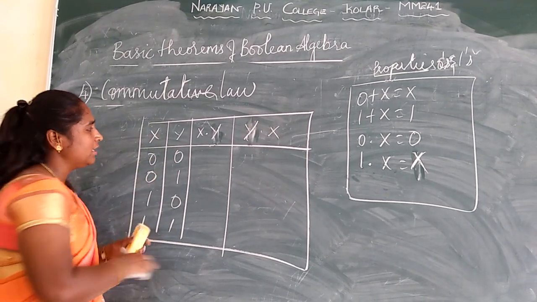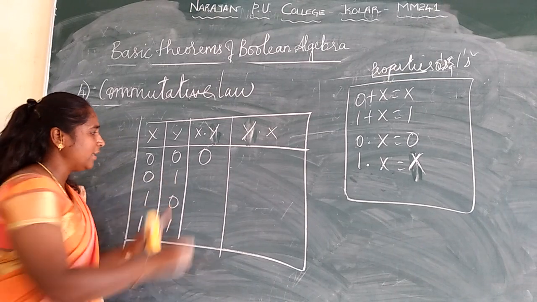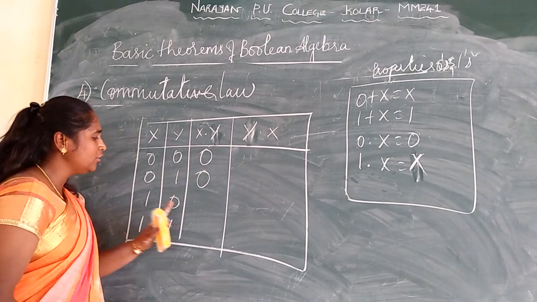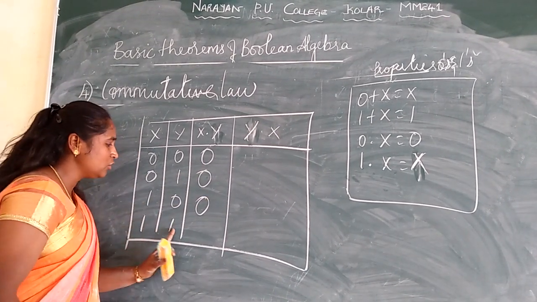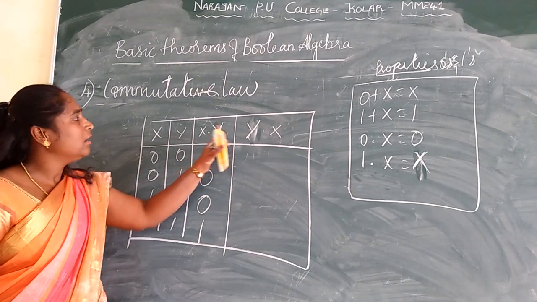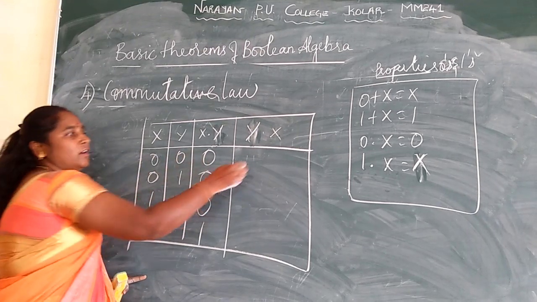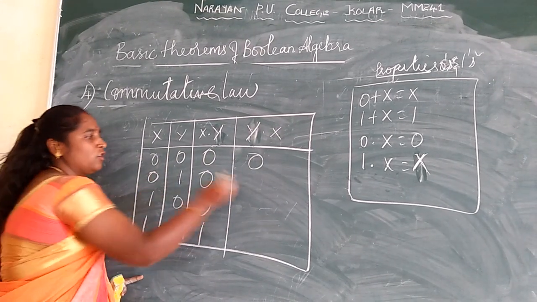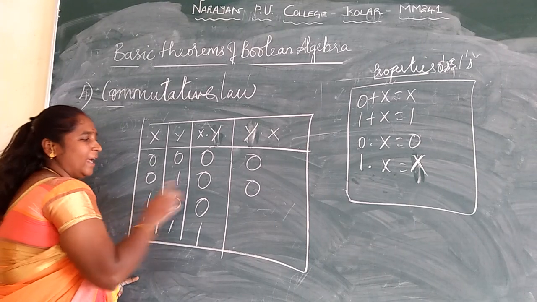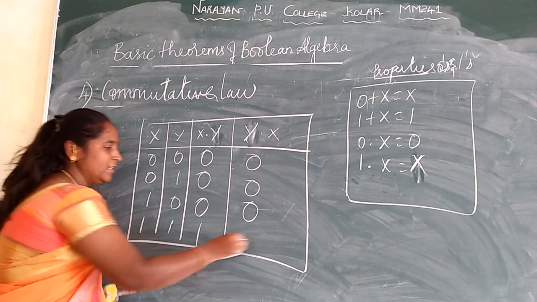0 into 0 is 0. 0 into 1 is 0. 1 into 0 is 0. 1 into 1 is 1. Next, you are going to do y into x. That is 0 into 0 is 0. 1 into 0 is 0. 0 into 1 is 0. 1 into 1 is 1.